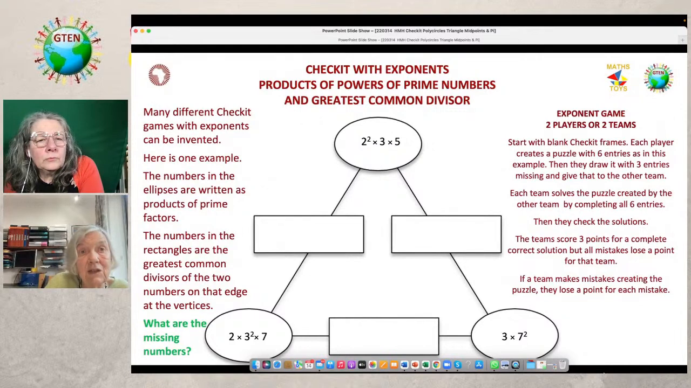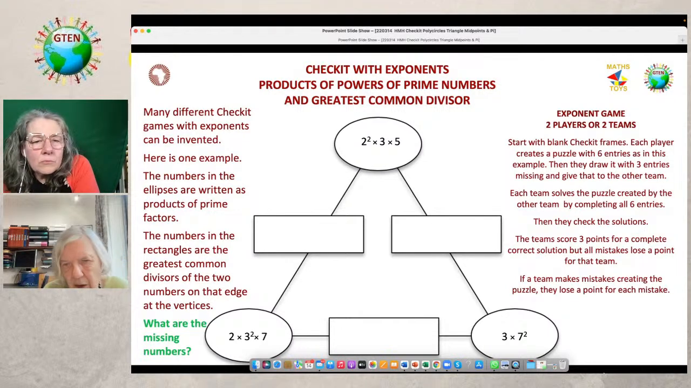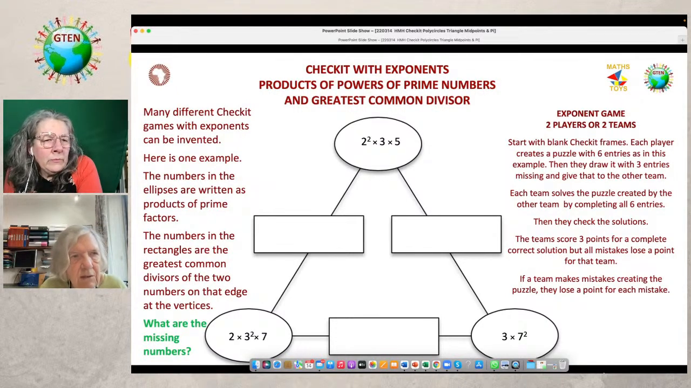Okay, now here's the next thing. Can you see the powers? We've got a 3 squared on the left bottom, a 7 squared and 2 squared. But here, what you have is prime numbers. 2, 3, 5, and 7 are all prime numbers. It means they haven't got any factors. So you break the numbers down into prime factors.